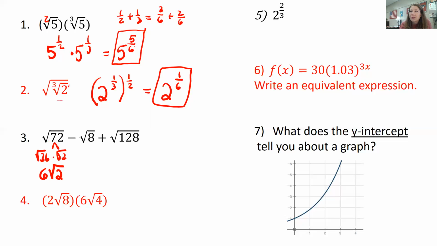Now, if I didn't pick 36, if I picked another number like 9 and 8, well, 9 is a perfect square, so the square root of 9 is 3. But then 8 could be 4 times 2, right? And isn't 4 also a perfect square? So the square root of 4 is 2, so I'd bring that 2 out.